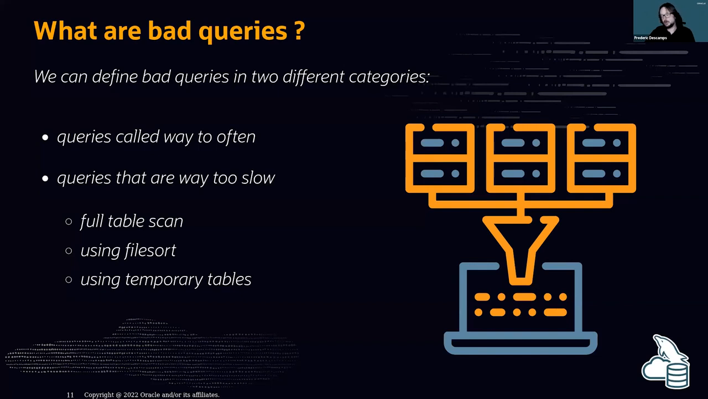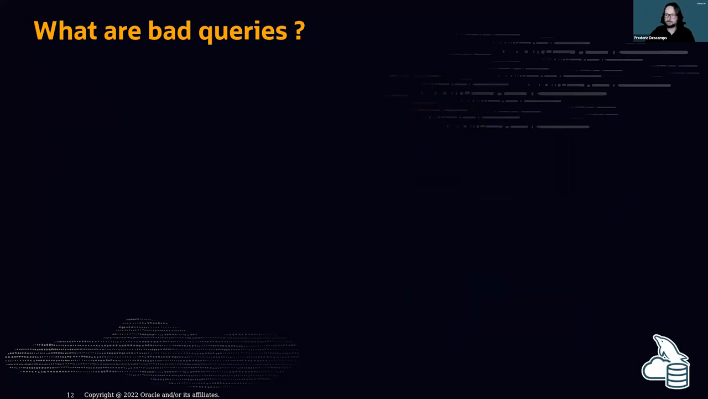The other category is queries that are way too slow, even if it's one query, but that same query takes, I don't know, 1 minute, and every time you call it, it's 1 minute to wait, then it's way too long. And these queries that are way too slow usually do a full table scan, use a file sort, so they sort the result using a file, or they use a temporary table, right?